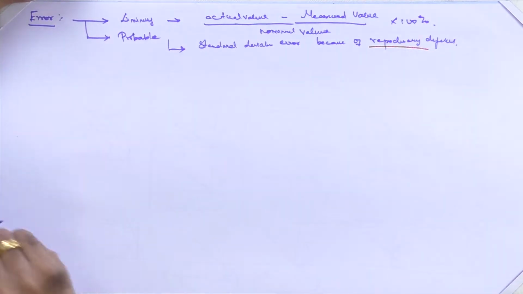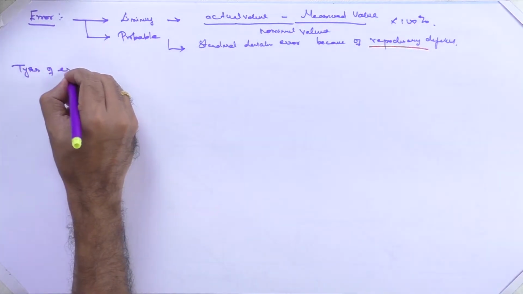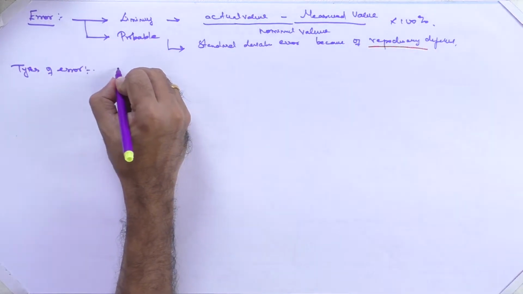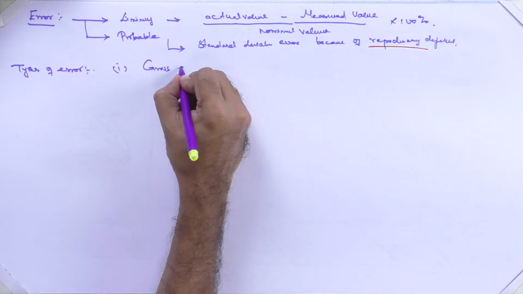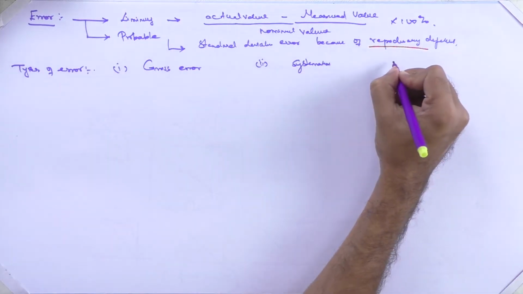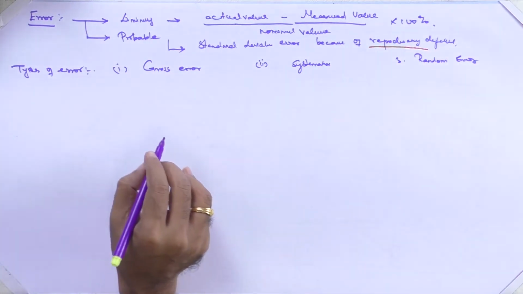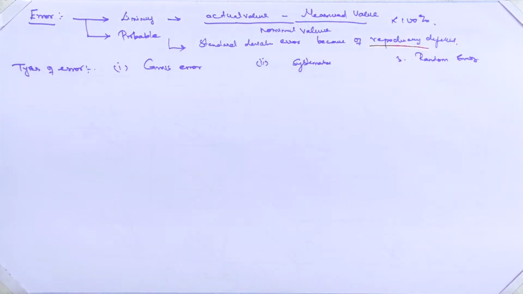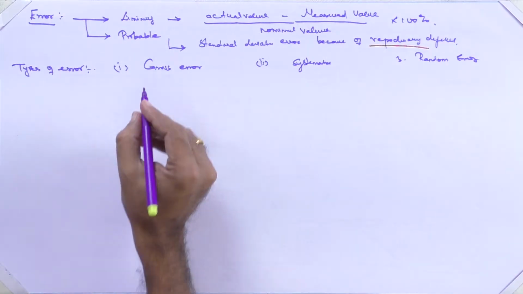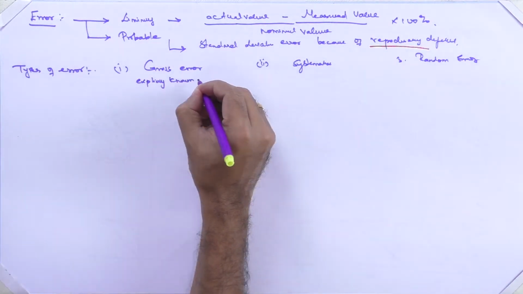Then comes our interesting types of error. The first one is gross error, the second one is systematic error, the third one is random error. What is gross error? The gross error is the one which is explicitly known to the user that it is occurring.